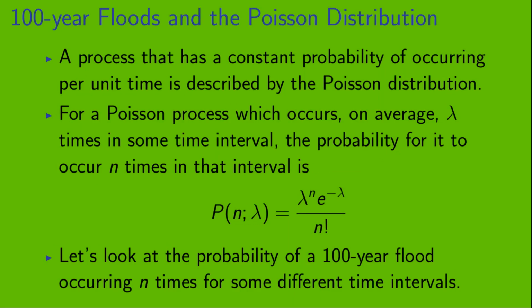Now, a process that has a constant probability of occurring per unit time is described by the Poisson distribution. For a Poisson process which occurs on average lambda times in some time interval, the probability for it to occur n times in that interval is given by the Poisson distribution, shown here. So let's look at the probability of a 100-year flood occurring n times for some different time intervals.